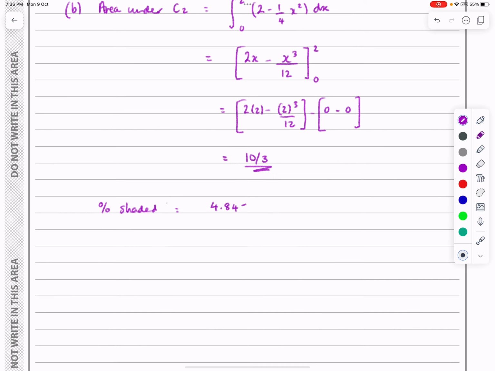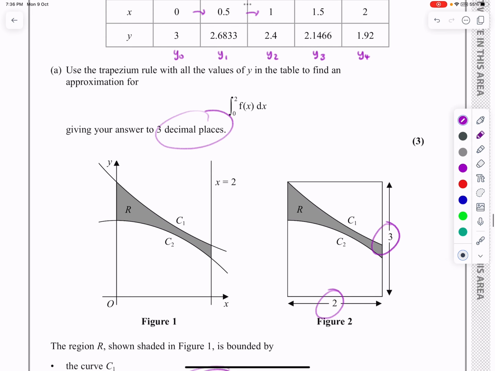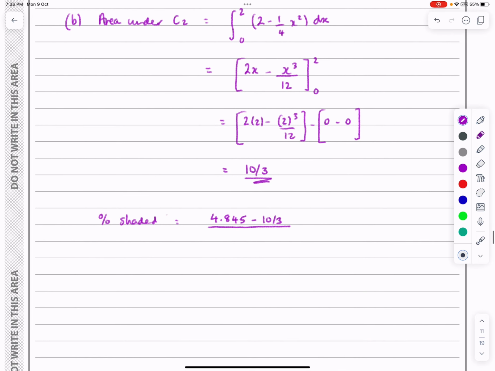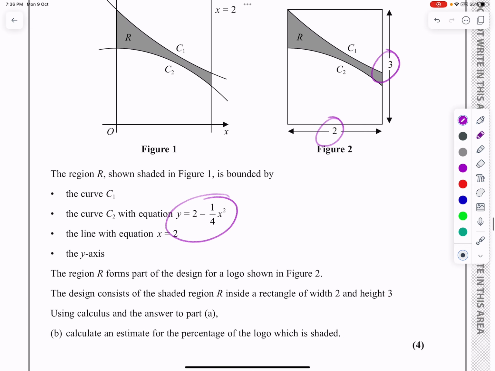4.845 minus 10 over 3, but as a percentage, I want that out of the total area, and the total area is just 3 times 2 here. So it's that difference over 6 multiplied by 100, because I want it as a percentage, so that's going to work out to be apparently 25.2%. And what did they say? Oh, they didn't say, so okay, I've just done it to 1 decimal place there, as we're actually going through and working out that answer.